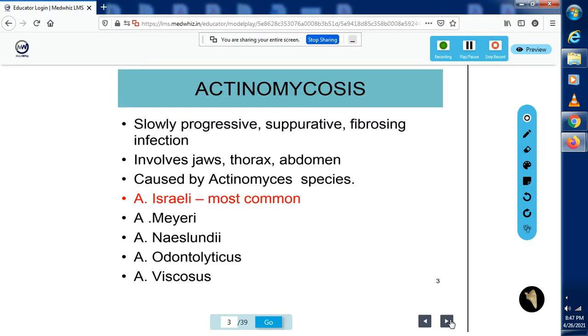So coming to the first slide, that is actinomycosis. It is a slowly progressive suppurative fibrosing infection, mainly involving the jaws, thorax and abdomen. It is caused by Actinomyces species. There are various Actinomyces species, but the most common is Actinomyces israelii. So whenever they ask what is the causative agent of actinomycosis, the answer is Actinomyces israelii.